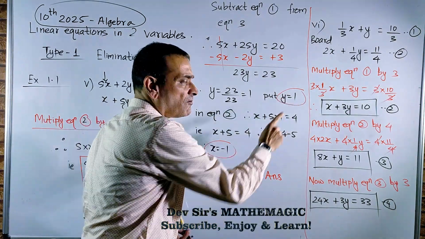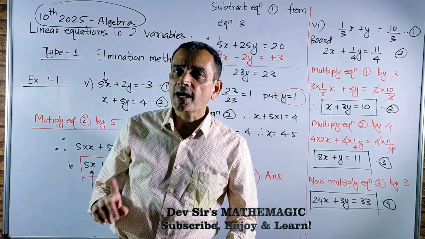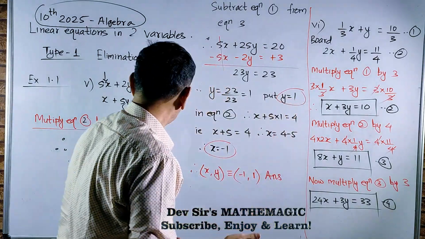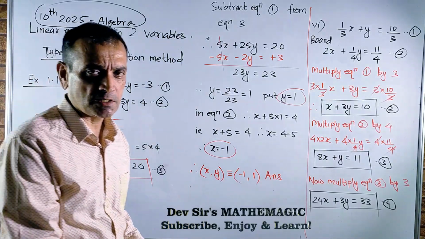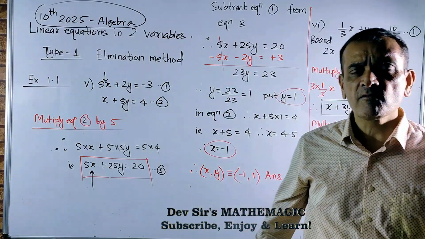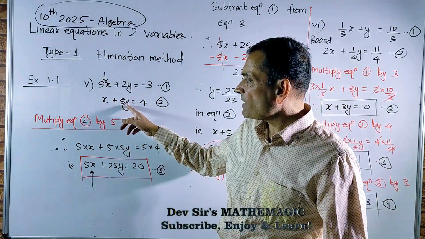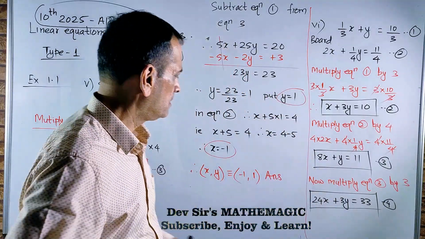So y equal to 1 is one answer. Now we all know. एक आंसर आ गया तो क्या करना है? Put y equal to 1 in the simpler equation, either equation 1 or equation 2. It is your choice. कौन सी equation simpler लग रही है आपको? x plus 5y equal to 4. Put y equal to 1 in that.